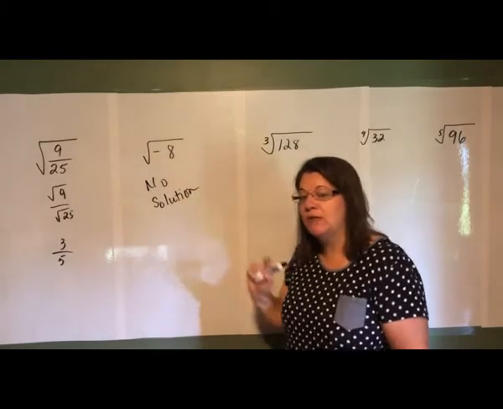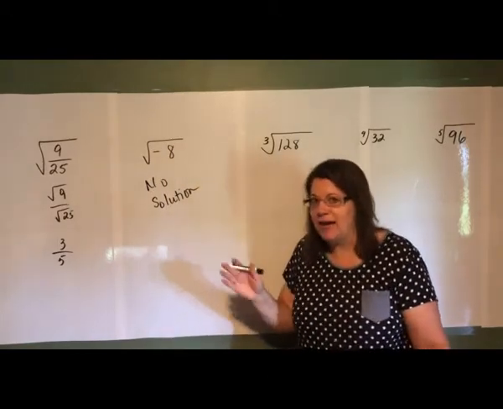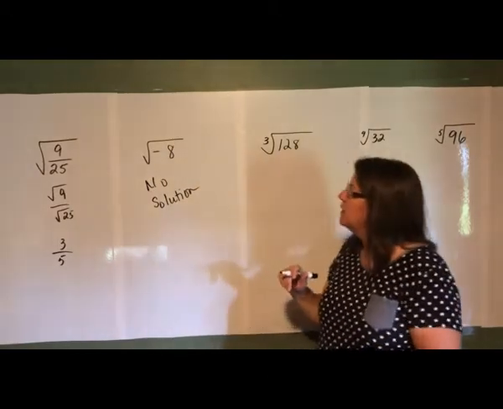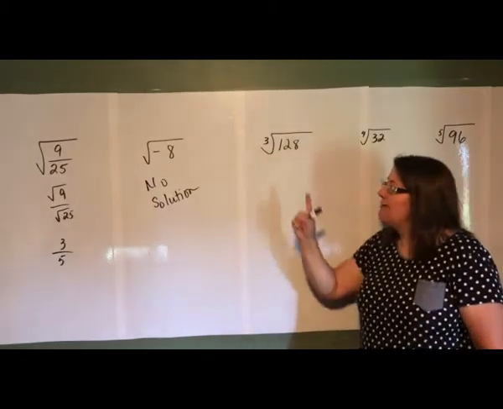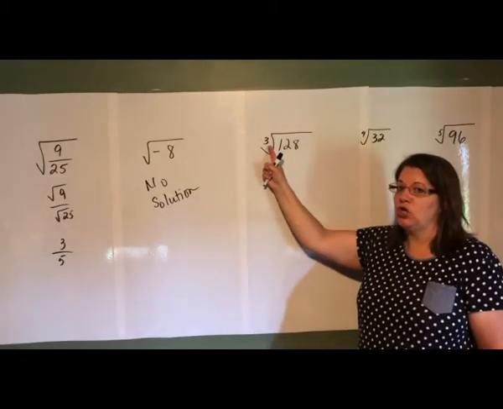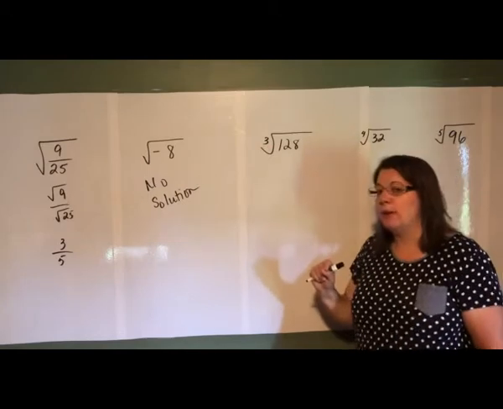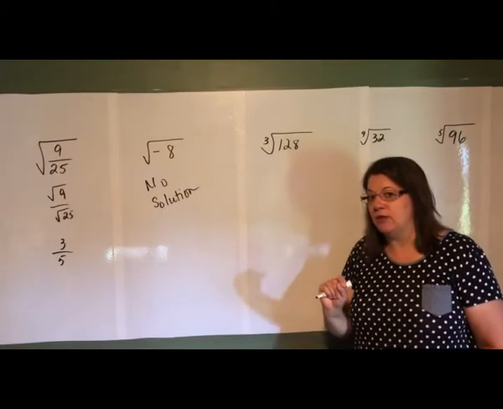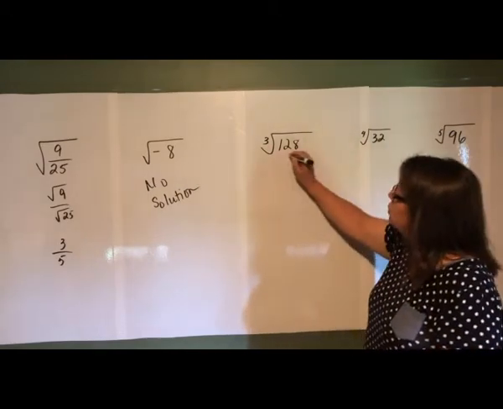We'll get into more of that later. I think it's chapter 5 or something. It's a while. The next one. Here we have a cube root. So if we're looking for a cube root, my number has to show up 3 times before I can bring it out, okay? So now I've got 128.